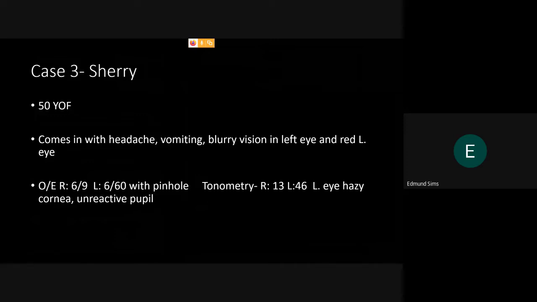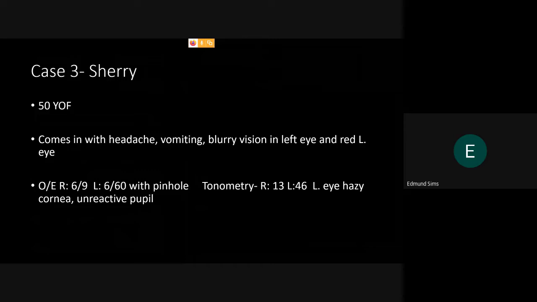Tonometry, so that's just measuring the pressure. Below 21 is normal. So right eye 13, happy days. Left eye 46, not happy days. Left eye is hazy, and she's got an unreactive pupil. So anyone want to hazard a guess as to what condition she has? Closed angle glaucoma. Habas has got it. Any other differentials?